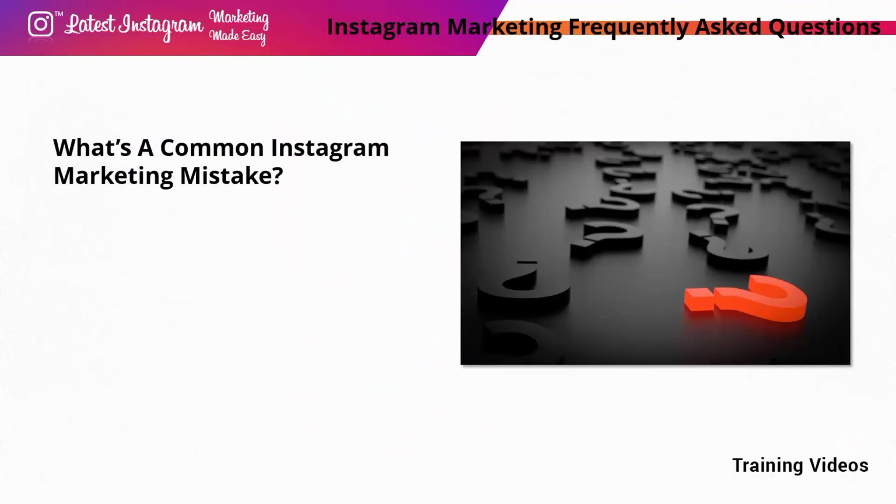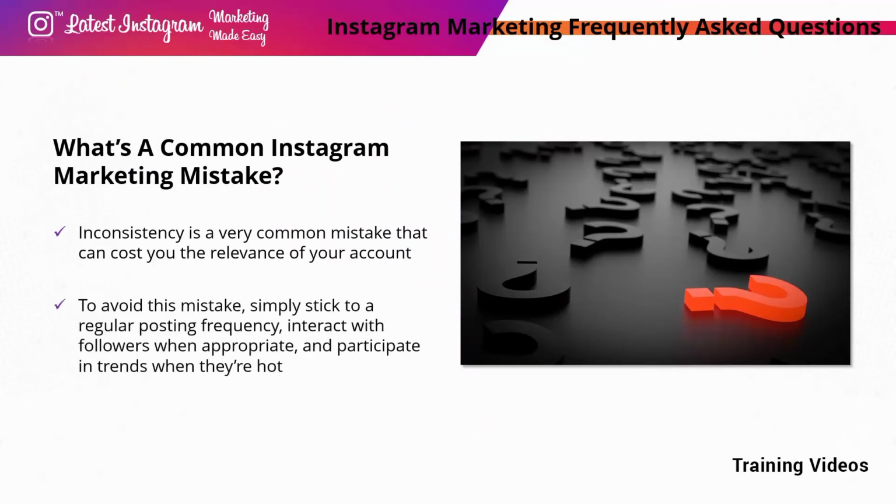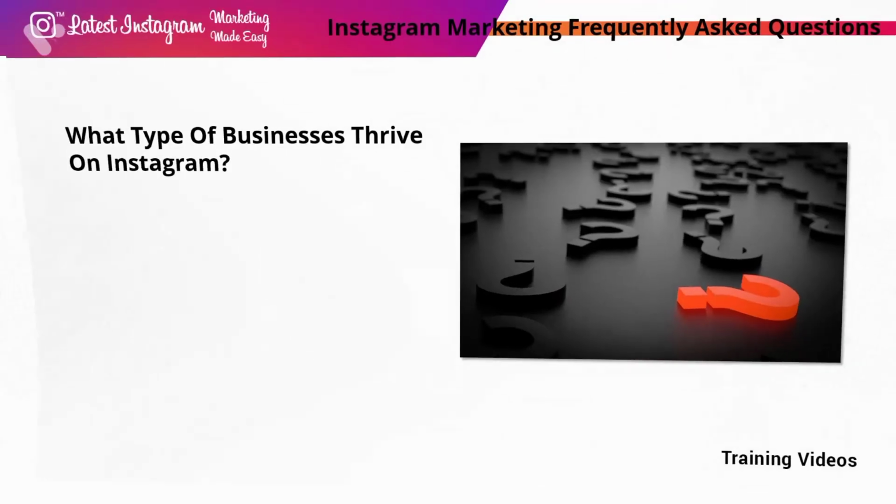What's a common Instagram marketing mistake? Inconsistency is a very common mistake that can cost you the relevance of your account. To avoid this mistake, simply stick to a regular posting frequency, interact with followers when appropriate, and participate in trends when they're hot. That's how you let your followers know that your brand is active.